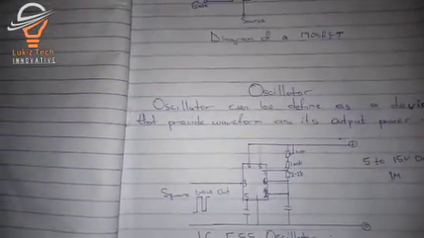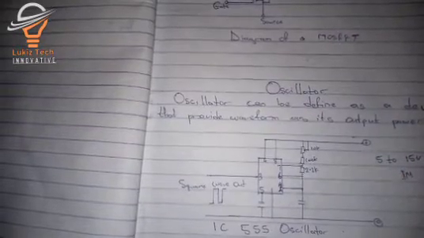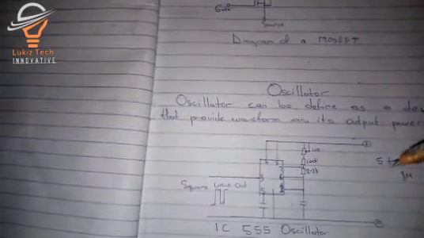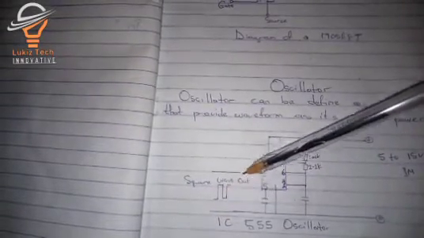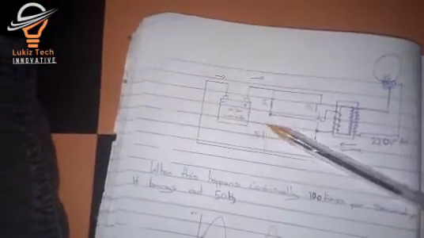Now let's talk about oscillator. What is an oscillator? An oscillator can be defined as a device that provides waveform as its output power. Now, if this 555 IC is powered with a 5 to 15 volts DC input, it will provide a square waveform output here. If this output waveform is connected to the switch over here, it will provide a square waveform for the transformer, and we will get 220 VAC square wave output here.